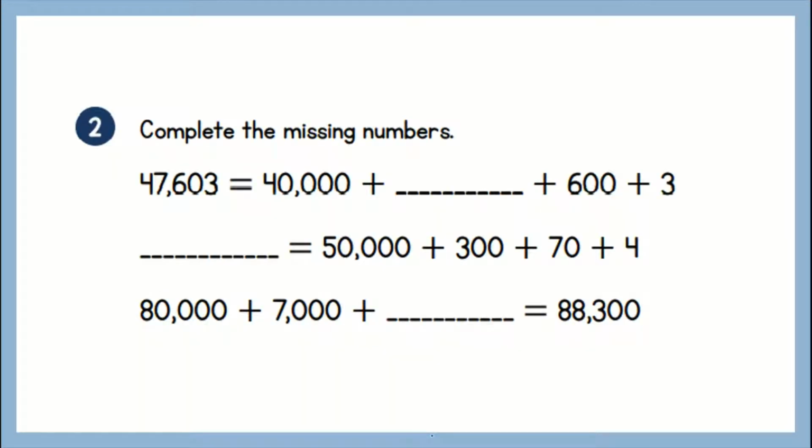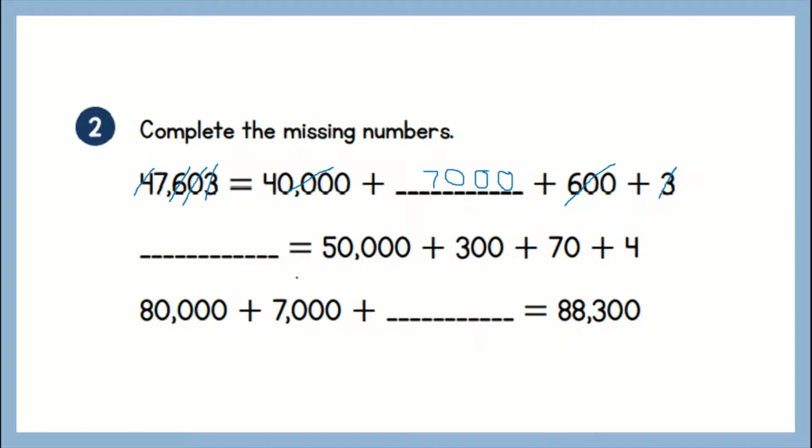Question 2. Complete the missing numbers. Here we have 3. And we also have a 3 here in the ones column. Then we have 600 here. And we also have 6 in the hundreds column. We've got 40,000 here. And we've also got 4 in the 10,000s column. Now we are left with the thousands column and the tens column. In the tens column it's 0, so we can cross that out as well. Now we're left with the 1000s column, which says 7. So that means that we need to add on 7,000.